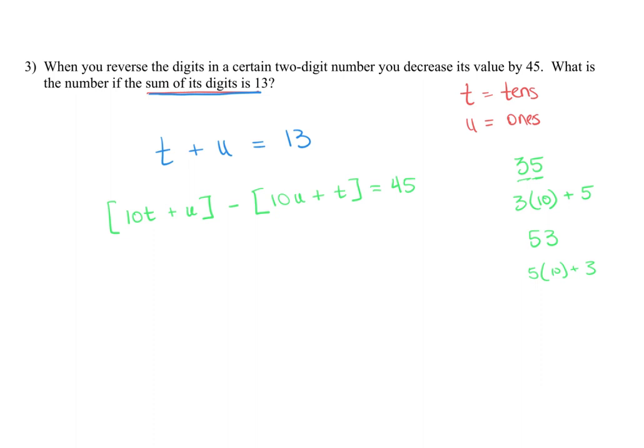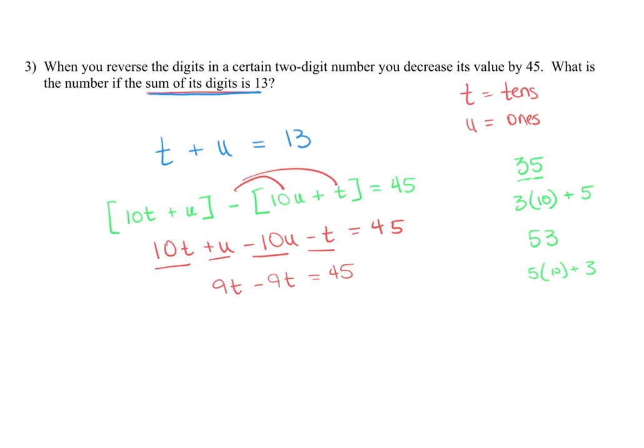All right, so then I'm just going to simplify that second equation before I do anything else. I have a 10 times t plus my u. I'm going to distribute that negative. Minus 10u minus 1t. Combine my like terms. 10 and negative 1 give me a 9. 1 and negative 10 give me a negative 9. 45.